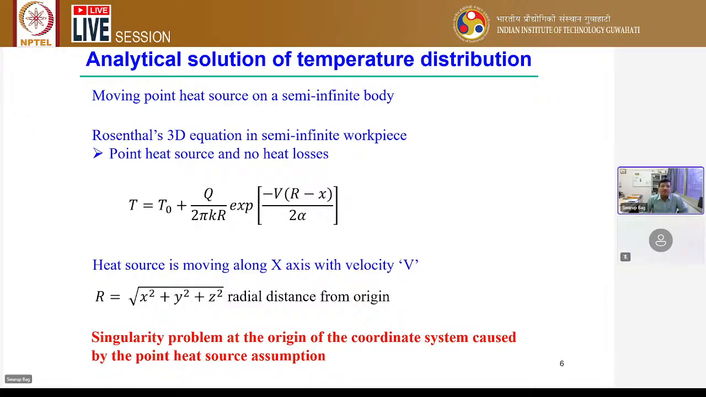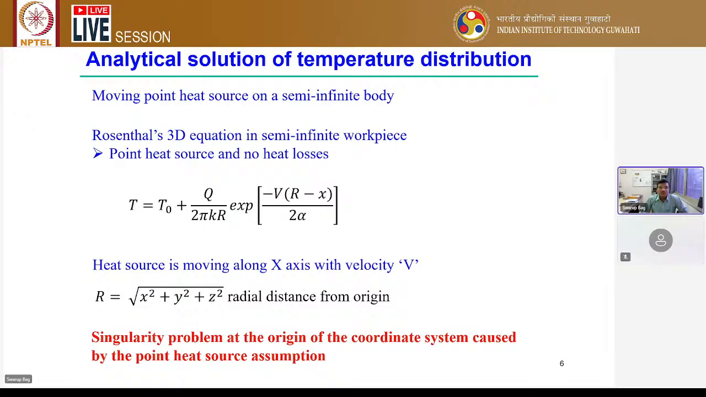the three-dimensional equation we are getting. So T equals T0 plus Q by 2 pi K R, exponential of minus V (R minus x) by 2 alpha. In this case, you see that the temperature 3D solution we are getting here. And R is the radial distance from the origin and the heat source is moving along the x-axis with velocity V.